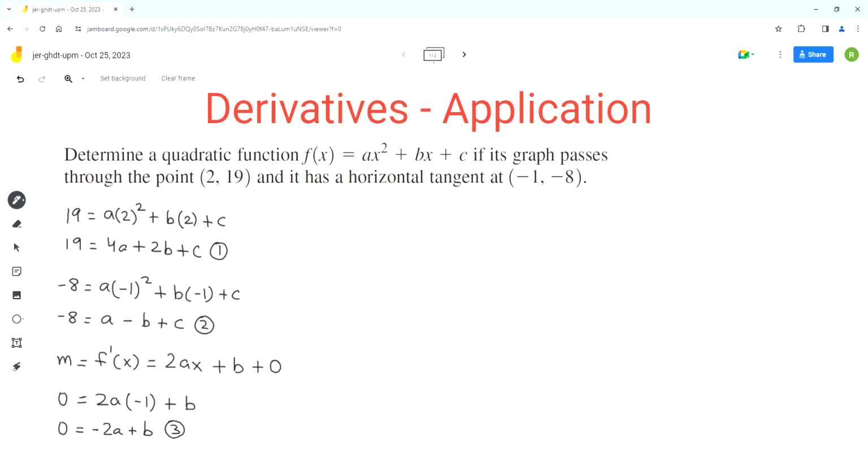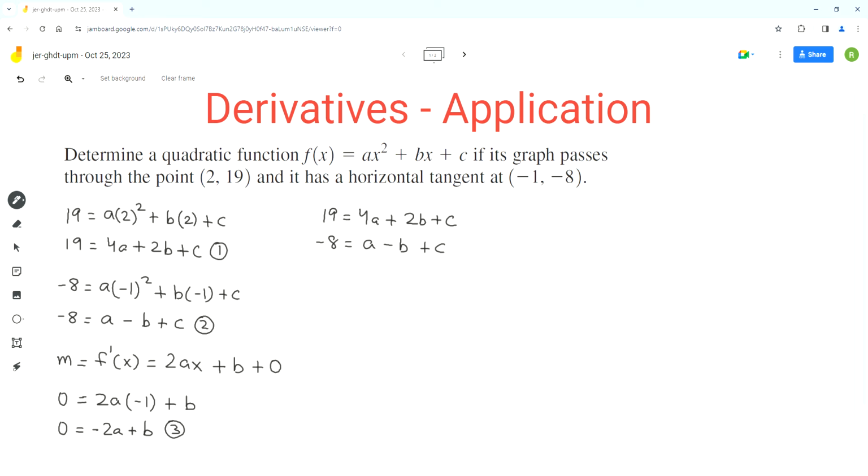Now in the third equation we only have the constants a and b. So we can use equations 1 and 2 to cancel out the constant c and to get a new equation with constants a and b only. So first let's rewrite these two equations. 19 equals 4a plus 2b plus c. This is the first equation and the second one is -8 equals a minus b plus c.